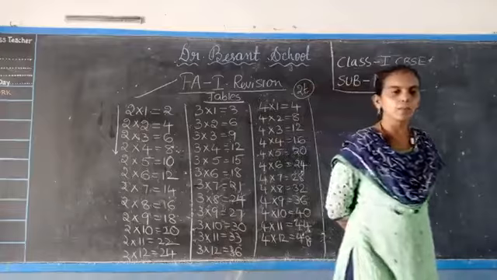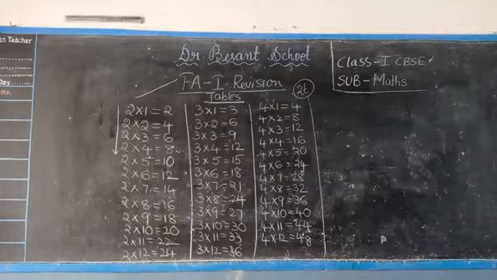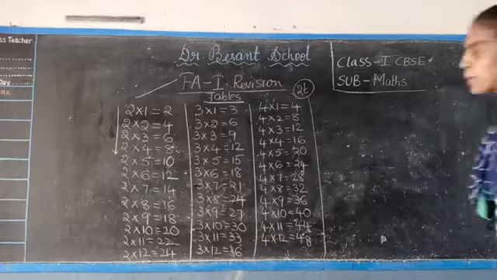3 1s are 3. Put a finger there. 3 2s are 6. 3 3s are 9. 3 4s are 12. 3 5s are 15. 3 6s are 18. 3 7s are 21. 3 8s are 24. 3 9s are 27. 3 10s are 30. 3 11s are 33. 3 12s are 36. Okay. Now come to the 4 table. Completed 3 table. Repeat again after me.